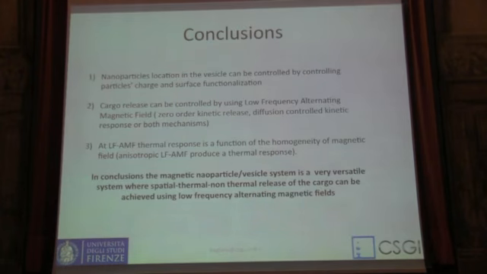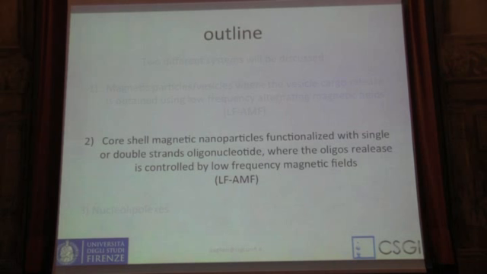So, the conclusion of this first part is nanoparticle location inside the vesicle can be controlled, and can be controlled according to the charge and the surface functionalization of nanoparticle. You can control the release of what you have in your system, the cargo release, and by controlling the magnetic field, controlling the thermal behavior of the nanoparticle.